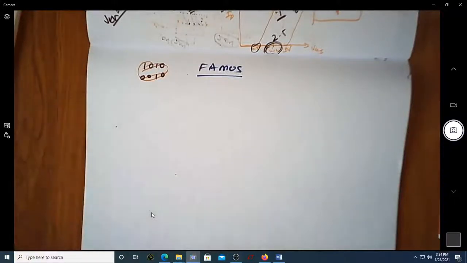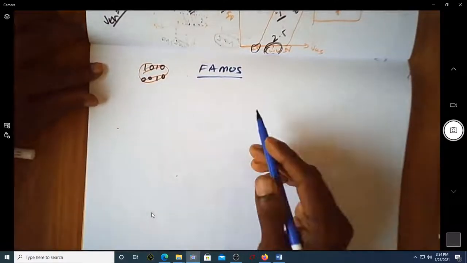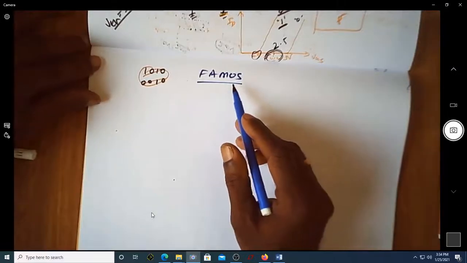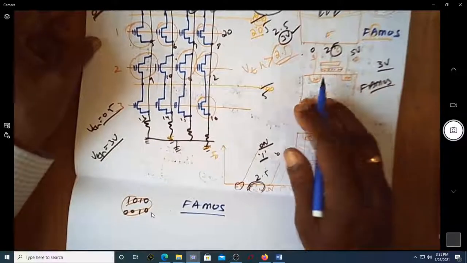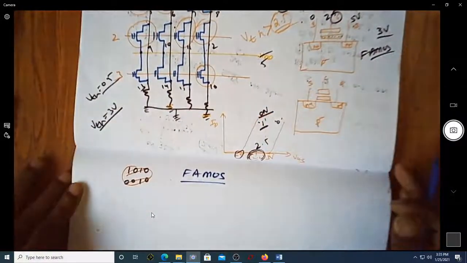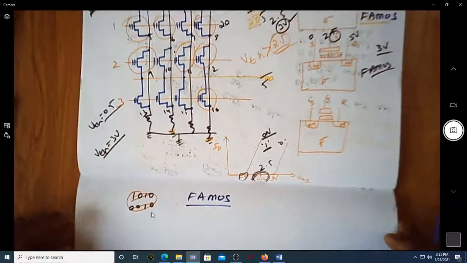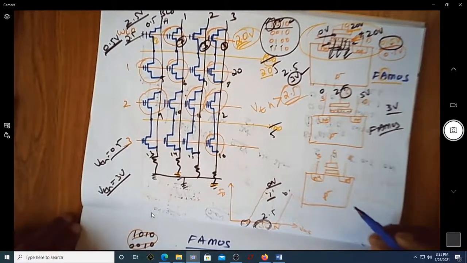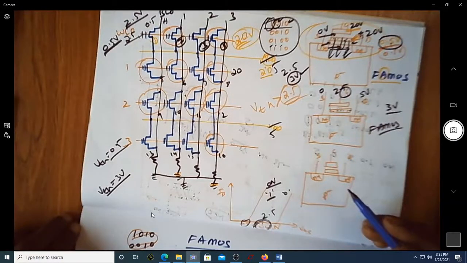Okay, welcome to one more video on memories. In the last video, we were discussing the usage of the floating gate avalanche MOSFET (FAMOS) in the ROM configuration. The major advantage of this FAMOS MOSFET in the ROM array is that we can reuse the same structure for storing any value in any bit, that is, you can store either 0 or 1.